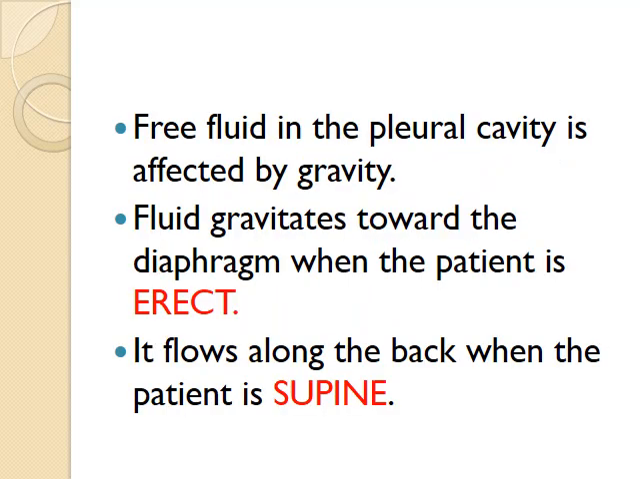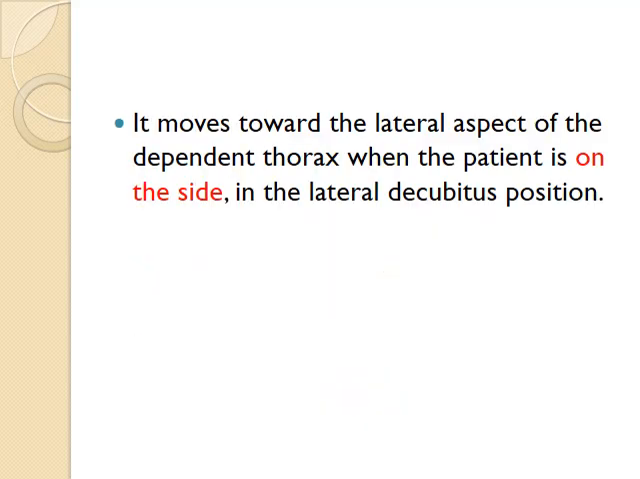Then coming to the free fluid. Free fluid in the pleural cavity is affected by gravity. Fluid gravitates toward the diaphragm when the patient is erect. It flows along the back when the patient is in supine position. It moves toward the lateral aspect of the dependent thorax when the patient is on the side, in the lateral decubitus position.